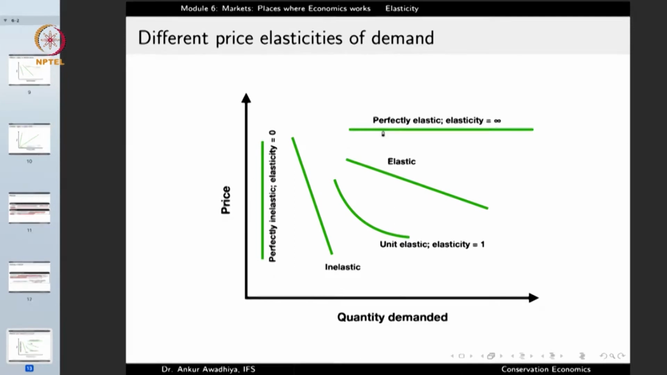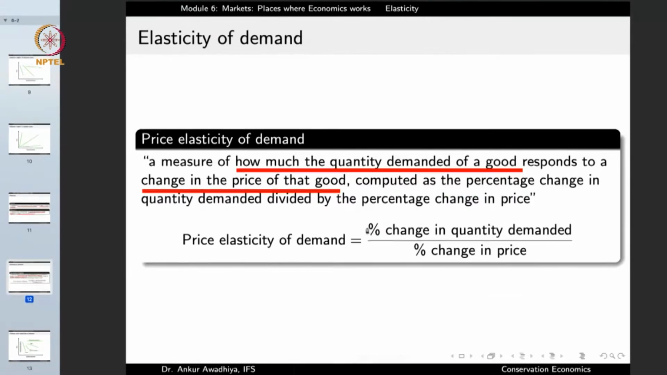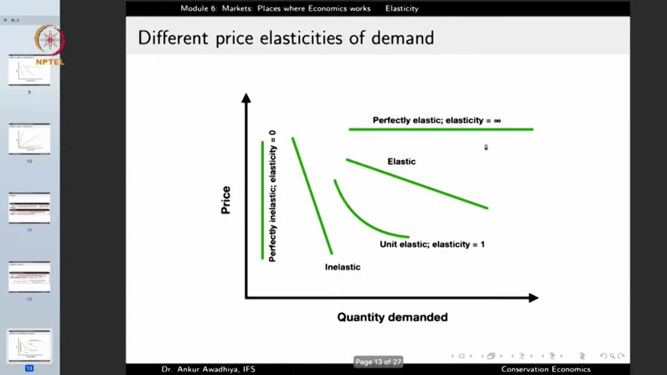On the other hand, this is a perfectly elastic curve, which means that if there is a small change in the price, there is a large change in the quantity that is demanded. That is, the numerator here is very large because there is a big change in the quantity demanded. The denominator here is very small because there is hardly any change in the price. And so the price elasticity of demand in this case is close to infinity. And we say that this is a perfectly elastic demand curve.